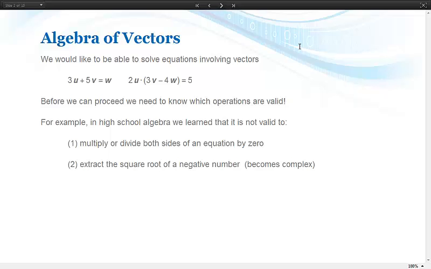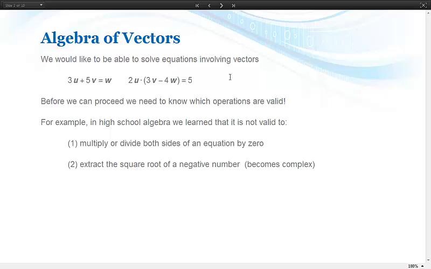Why do we care about properties? Well, we would like to be able to solve equations involving vectors and later vectors and matrices. For example, what can we say about the relationship between the vectors u, v, and w with this equation, or what can we say about those vectors with an equation like this involving not only addition but dot products.